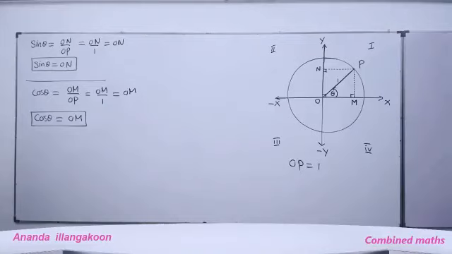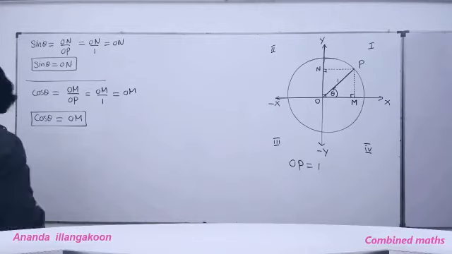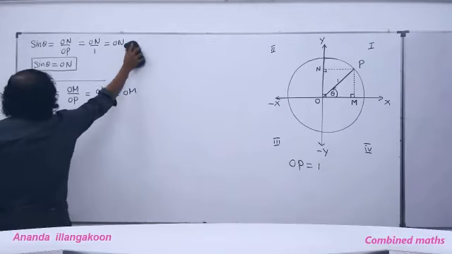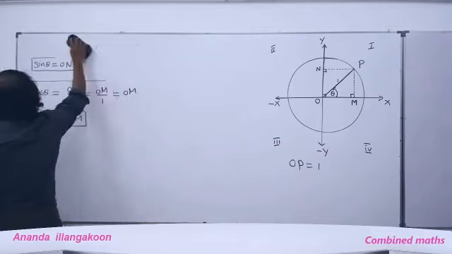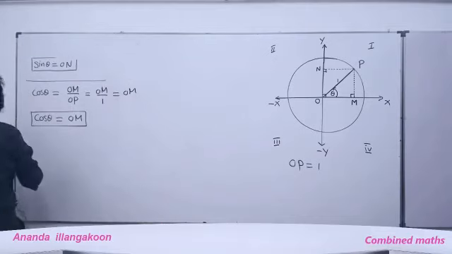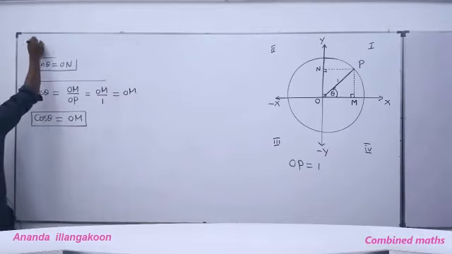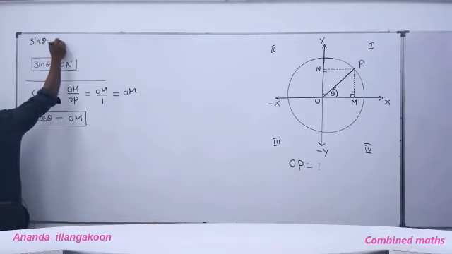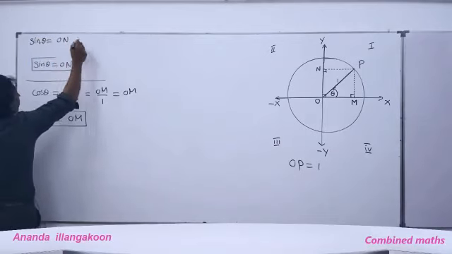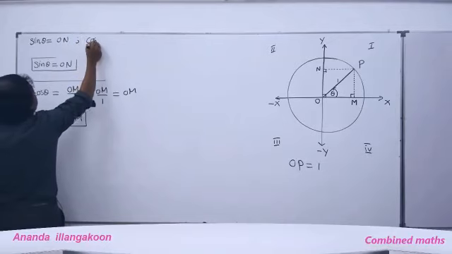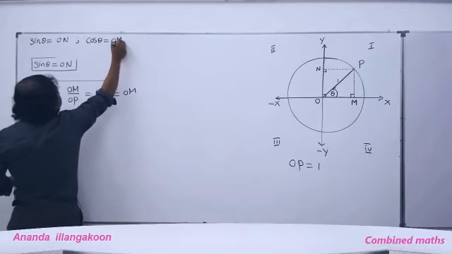Okay, right now, people. Alright. In the unit circle diagram, the summary: sin theta is equal to ON, cos theta is equal to OM. Right.